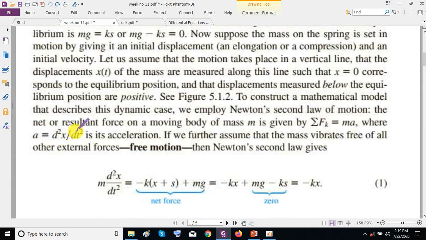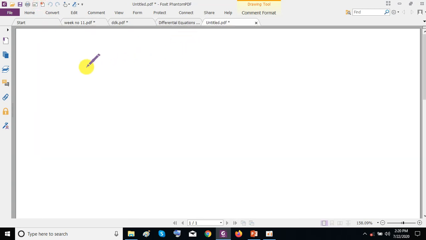To construct a model that describes the dynamic case, we apply Newton's second law of motion, which states that the net or resulting force on a moving body of mass m is given by the summation of Fk. The summation of all forces will be equal to ma, where a is acceleration. Look at this one, F is equal to ma.